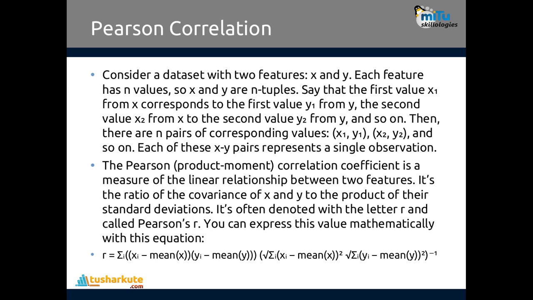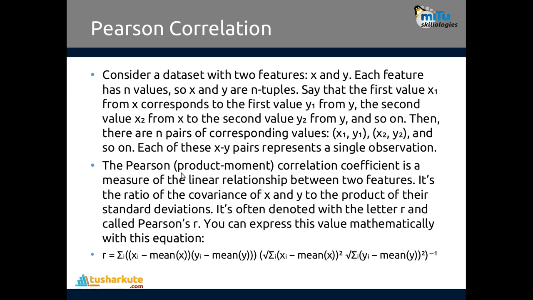So they are connected. Then n pairs will be created, like (x1, y1), (x2, y2), (x3, y3), (x4, y4), and till (xn, yn). Each of these XY pairs represents a single observation. So n rows or n observations will be present in the data set. Okay, now how does Pearson correlation actually work?